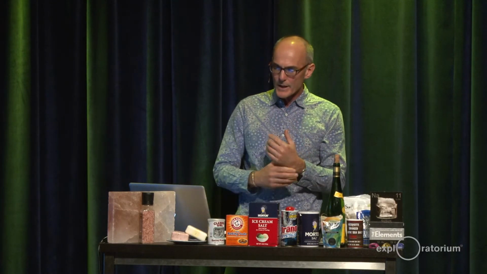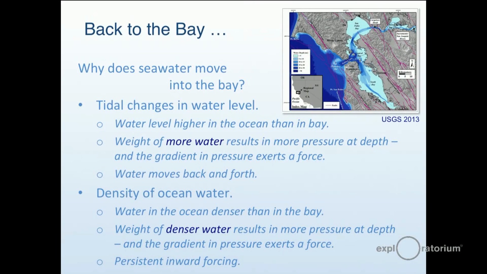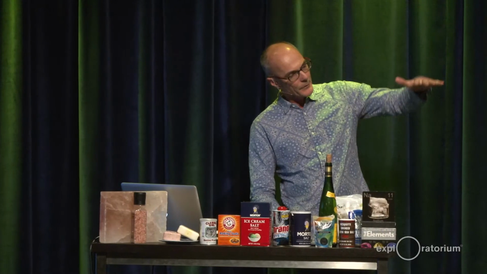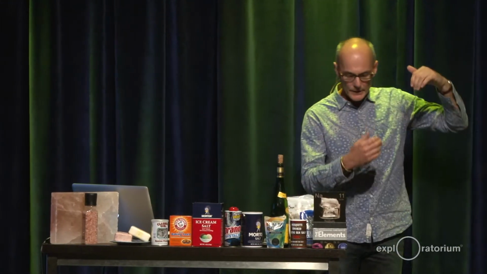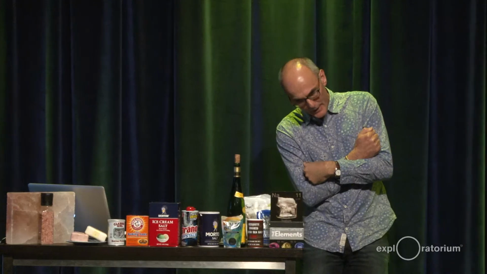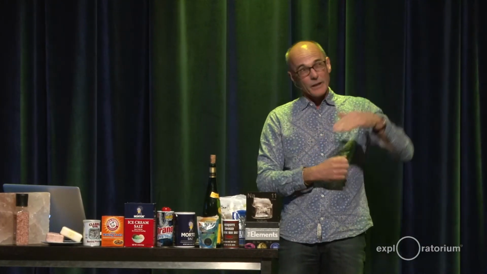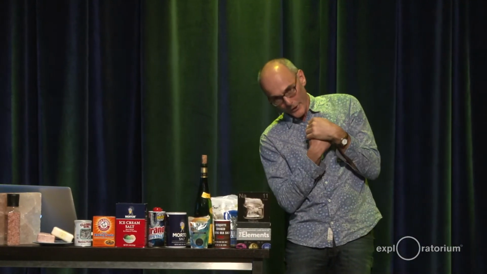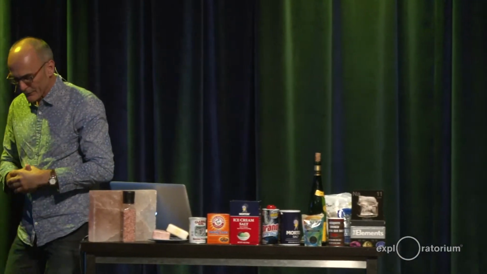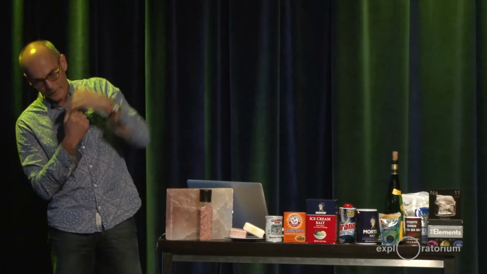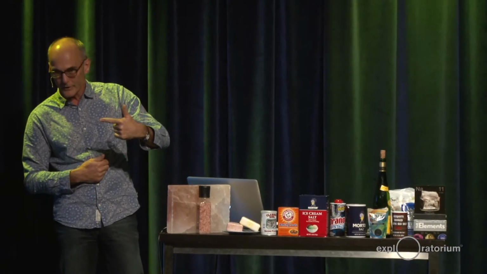So here we come to the bay. How does seawater get into the bay? There are basically two ways. The one is, you know that the tide in the ocean goes up and down, 1 meter or 2, and as it's going up, the water level in the ocean is higher than in the bay. If you were sitting on the bottom of the bay at a given level, and there's more water on top of you, you would feel more pressure than if you were in the ocean, and then somebody else is in the bay at the same time with less water. You feel less pressure, which creates a pressure gradient, which creates a force.